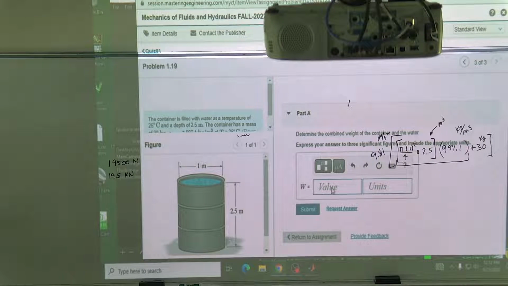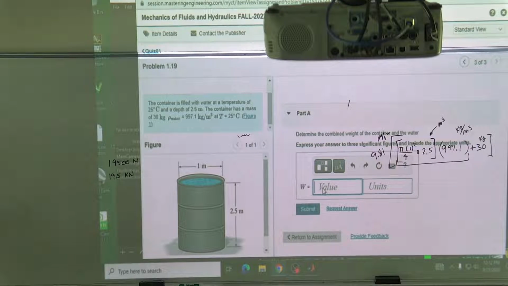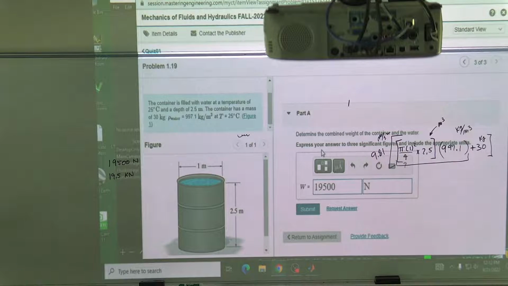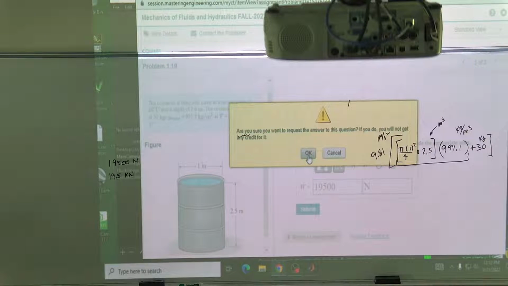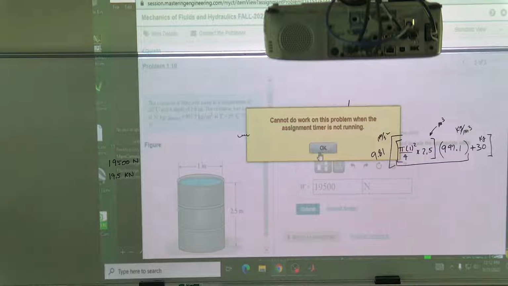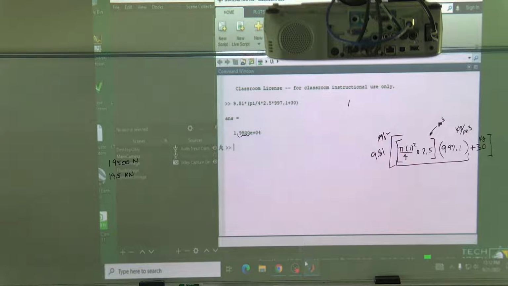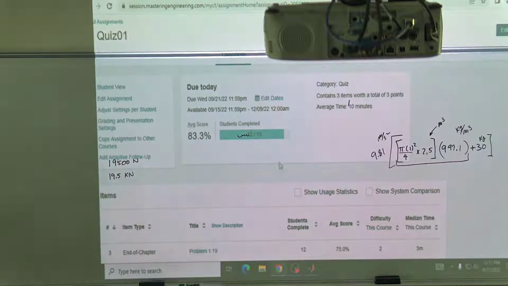Hey, I can do it now. And nothing changed, did it? No. Okay. 19500, wasn't it? Yes, newtons. Submit. The timer's not running apparently. Here, I'm going to request the answer. Okay, there you go. The timer's not running. So maybe I need to go back and start the test again. Here, let's try that.